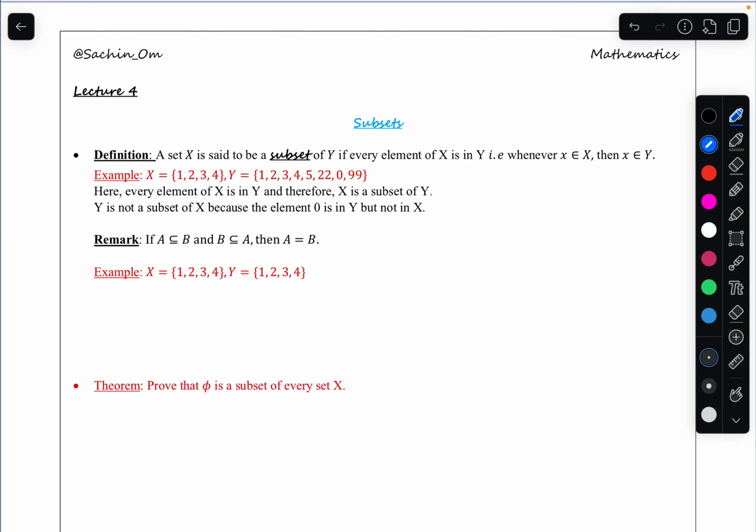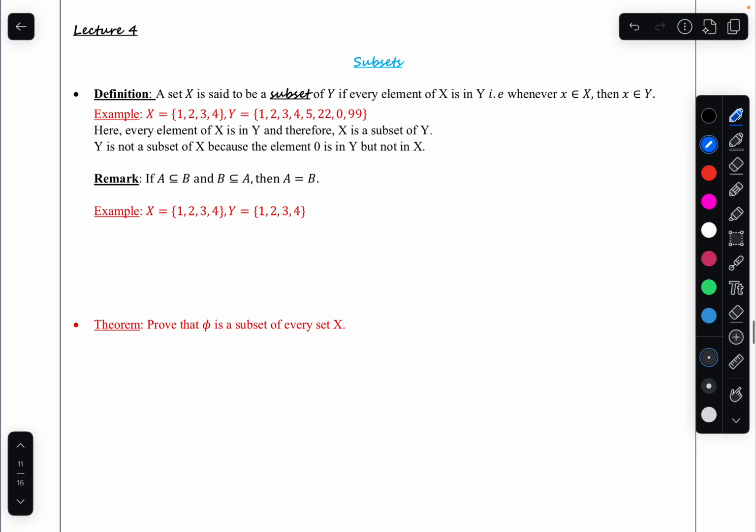Hello everyone. In this lecture, we are going to talk about the notion of subsets. So we'll define the sets first. Subsets. Definition: given a set X, we say that it is a subset of Y if every element in the set X is there in Y, which means if you're choosing any element inside the set X, it should be there in Y also.